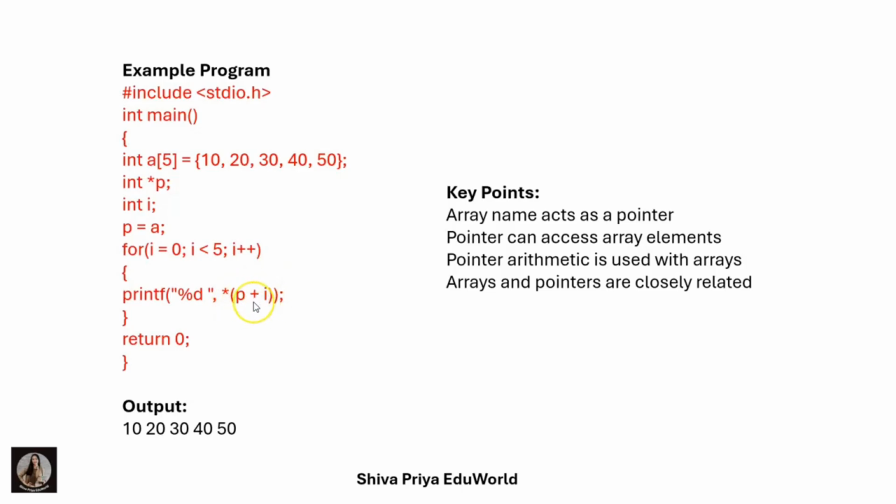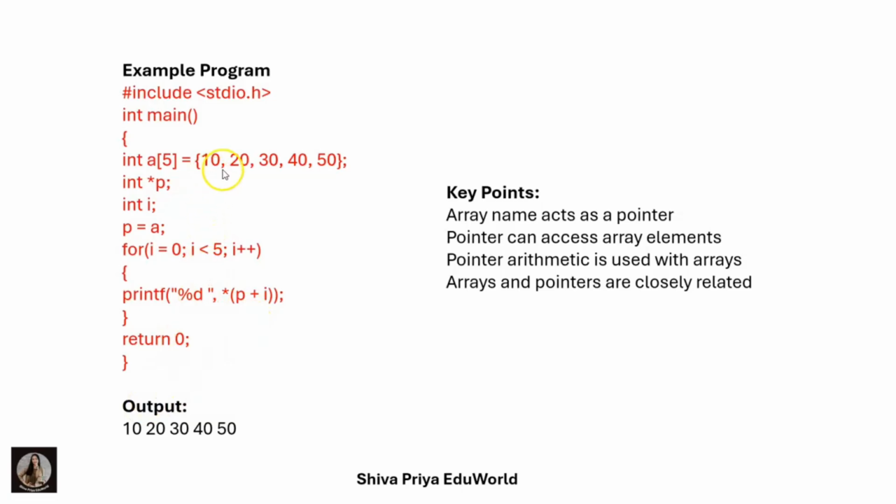I have explained this one already. After that, star p, asterisk p plus i, the dereference operator, will retrieve the value stored at the calculated memory address. Clear? This expression is functionally equivalent to a of i. After that, printf prints the retrieved integer value followed by a space. Return 0 means successful execution.